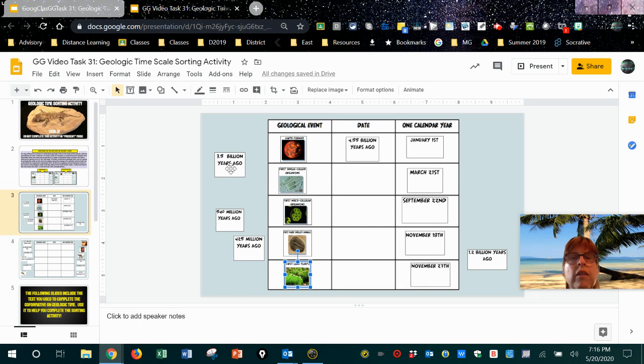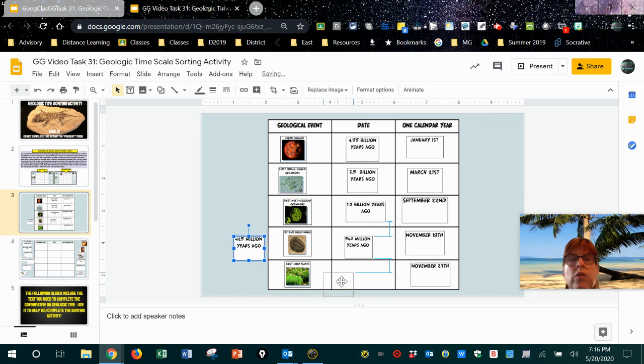So we've got 2 billions left. So it looks like 3.5 billion, and then the 1.2 billion, and then the 540, and then the 425. So I just put those in order for you. Hopefully when you get to it, you'll be able to remember this.